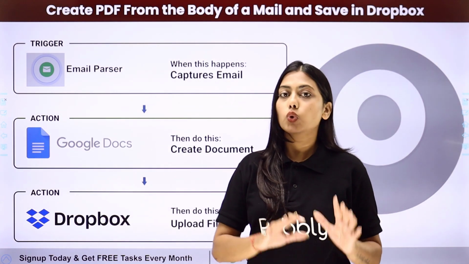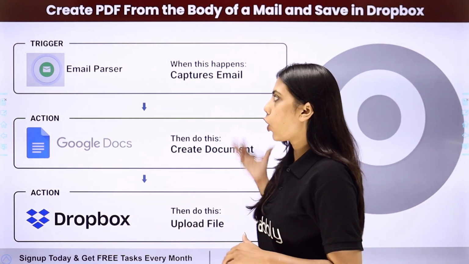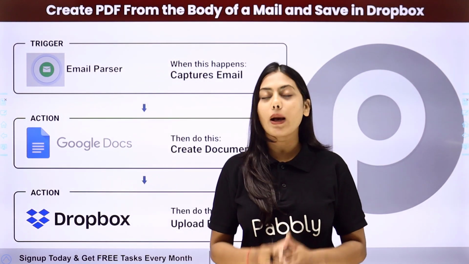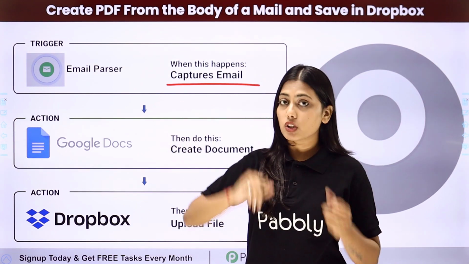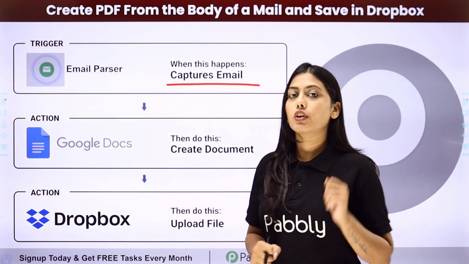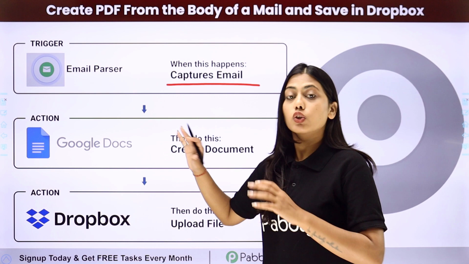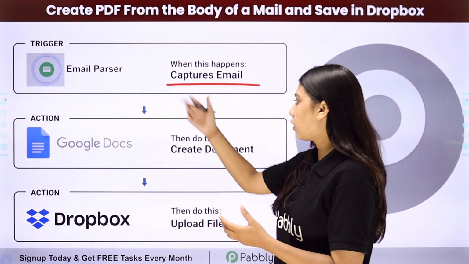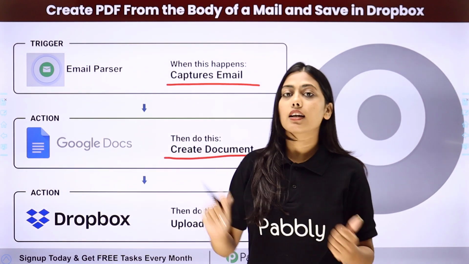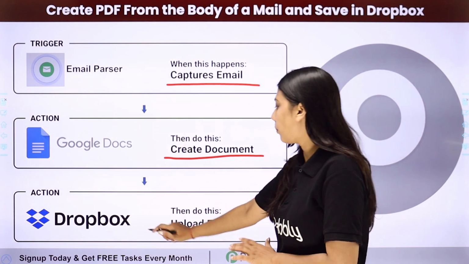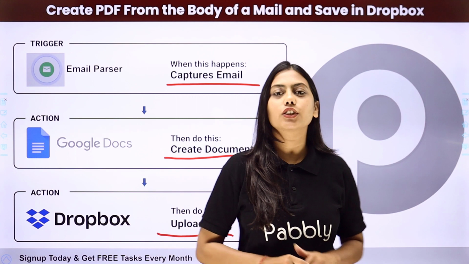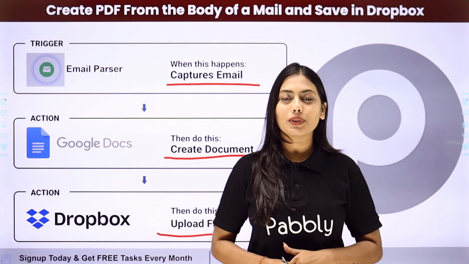For this, you are going to learn how to create a complete automation with the help of Pabbly Connect, where our trigger will be email parser, where we will capture the email and bring the response. Then our first action application will be Google Docs, through which we will make a document of the email content. This is the first action. And our last action will be uploading that file, converted into PDF, to Dropbox. That is going to be the second action application. Let us learn how to do that.